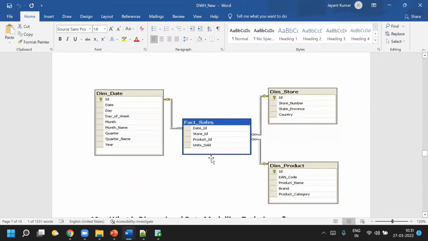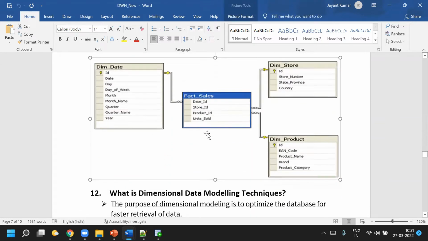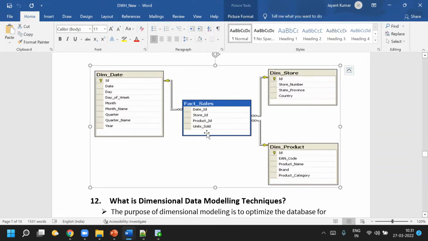Okay, let me discuss this, let me see this diagram. Then it will be clear what a fact table is and what a dimensions table is.